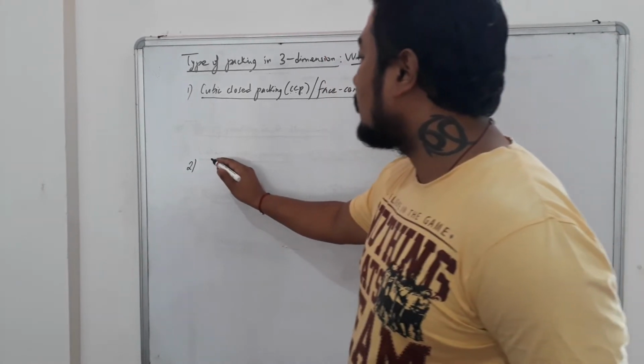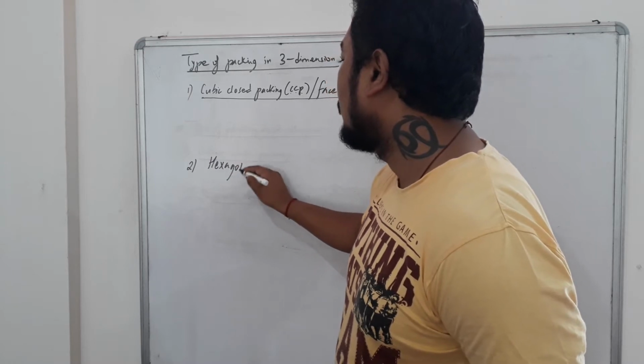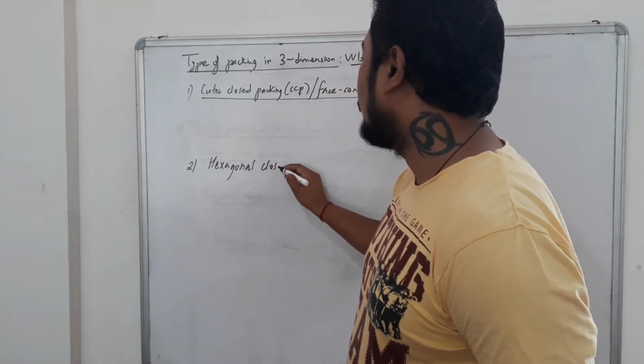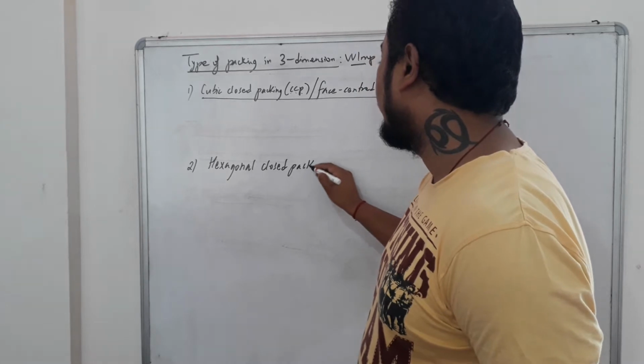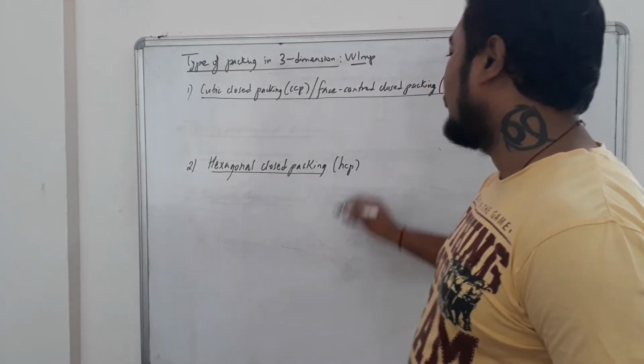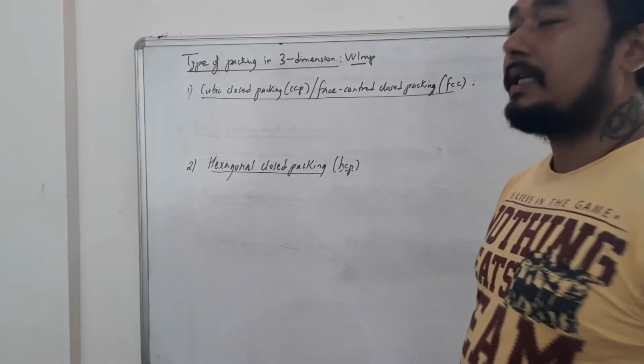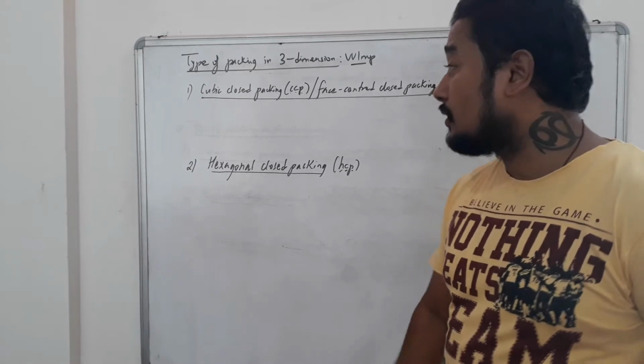Number 2 type of close packing is hexagonal closed packing, abbreviated as HCP. H stands for hexagonal, C stands for close, P stands for packing. So HCP means hexagonal closed packing.